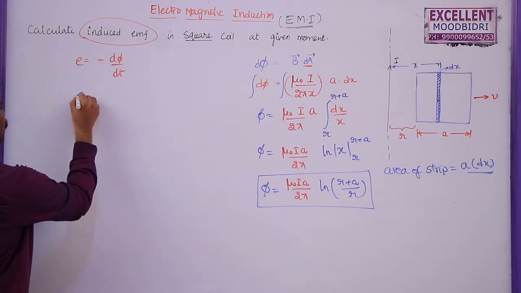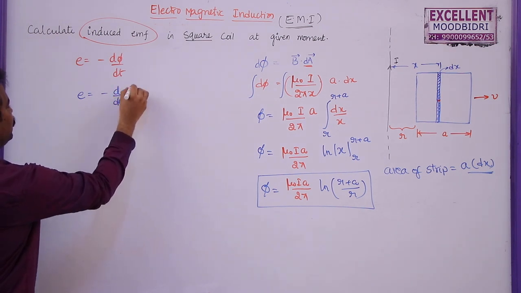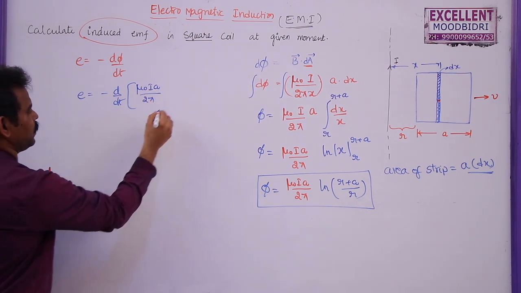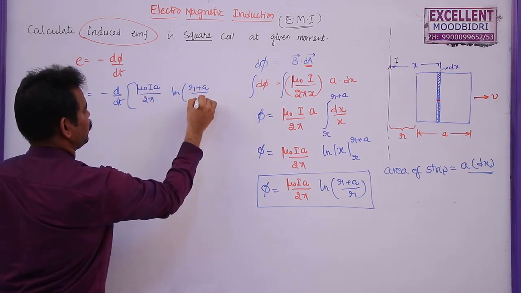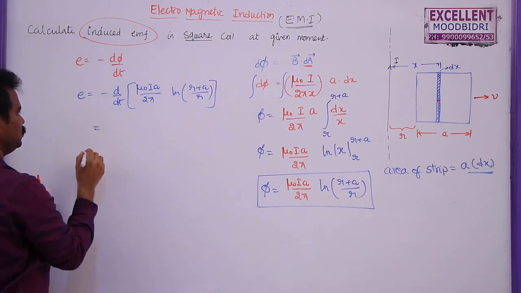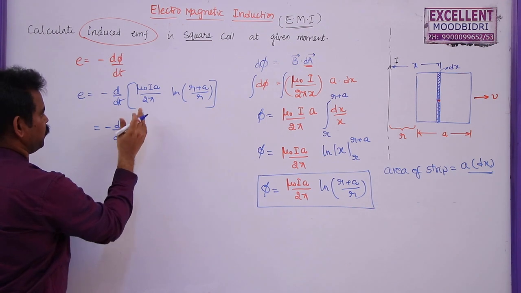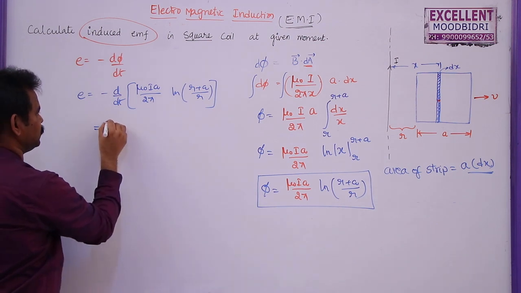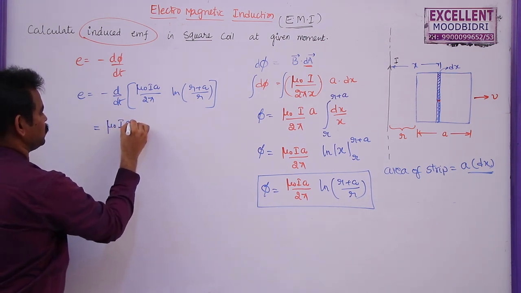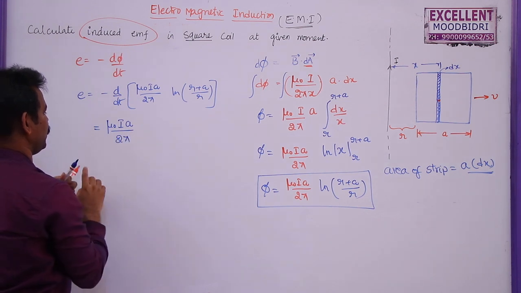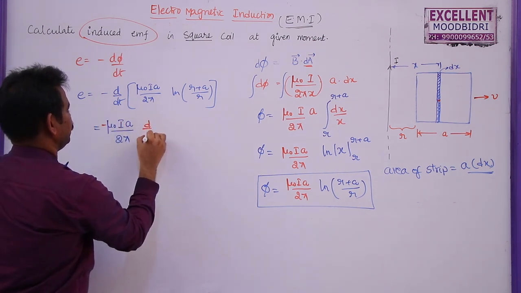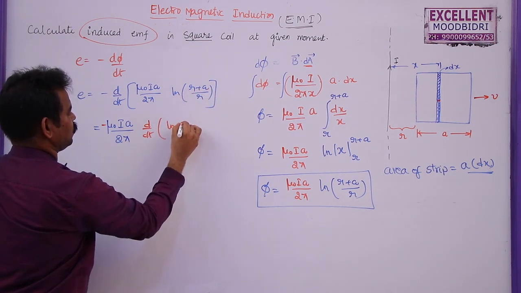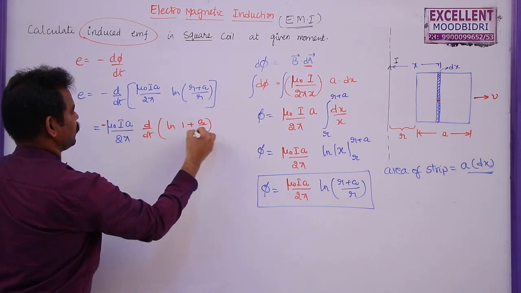Now I am going to find out the EMF. E is equal to minus d by dt of that flux, mu naught I a by 2 pi ln of (r plus a) by r. So this can be written as minus d by dt of, first bring the constants outside. That part was integration, this part is differentiation. Mu naught is constant, current is constant, a is constant, by 2 pi. Now this is minus d by dt of ln of (r plus a) by r, which is ln of 1 plus a by r.